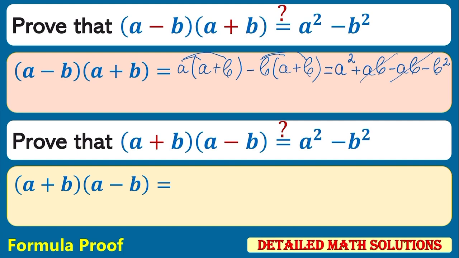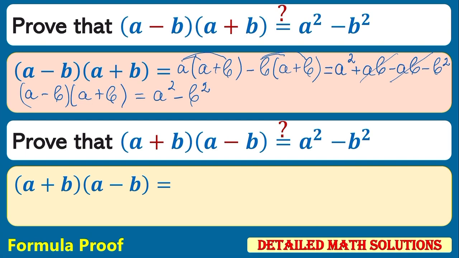Therefore, I have proved that a minus b in parentheses multiplied by a plus b in parentheses does equal a squared minus b squared. I'm going to use the same approach to prove that the second equation is an identity. I'm going to simplify its left side and see if it equals a squared minus b squared.